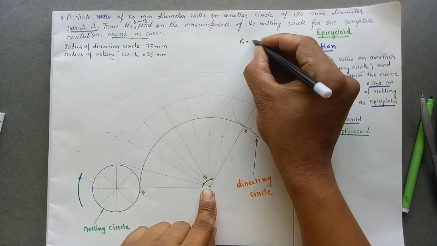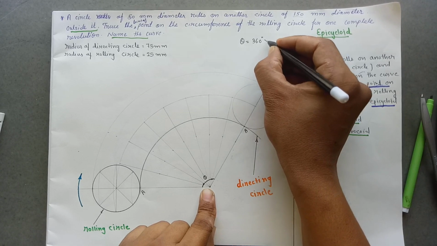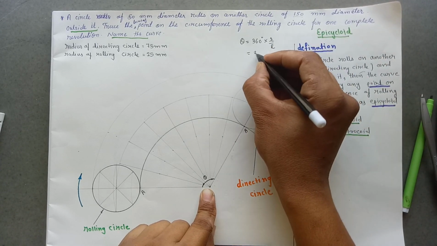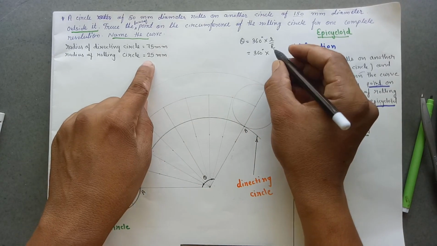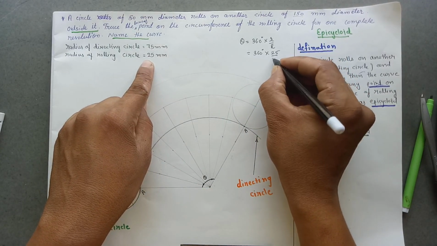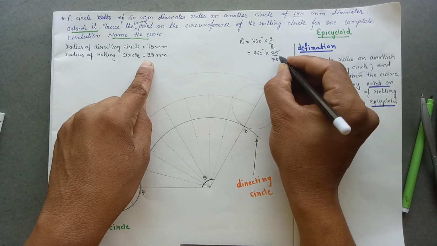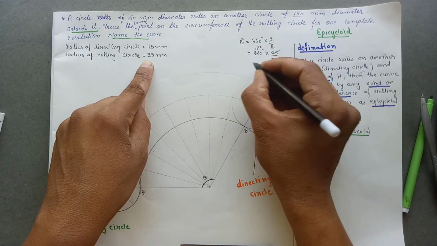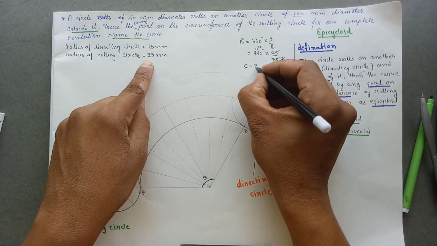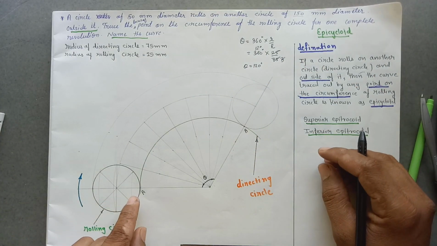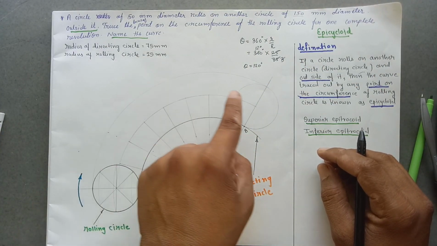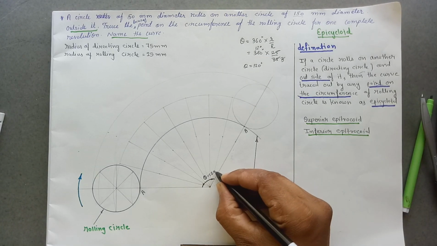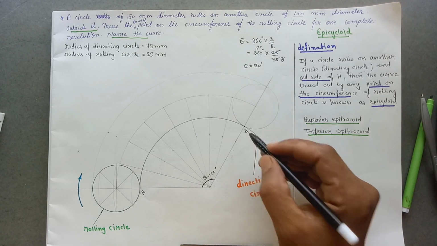This theta is equal to 360 degree into small r upon capital R. So 360 degree into small r equal to 25 mm, capital R equal to 75 mm. 25 threes are 75, and 3 twelves are 36, so 120 degree. So theta is equal to 120 degree. So the circle will roll up to a 120 degree angle on the directing circle from A to B.